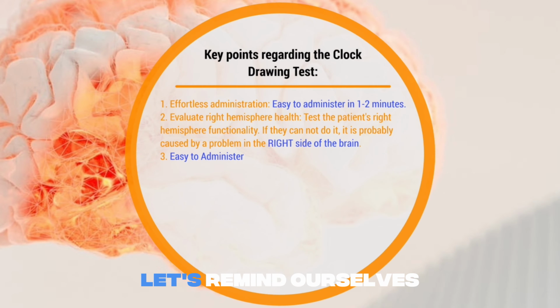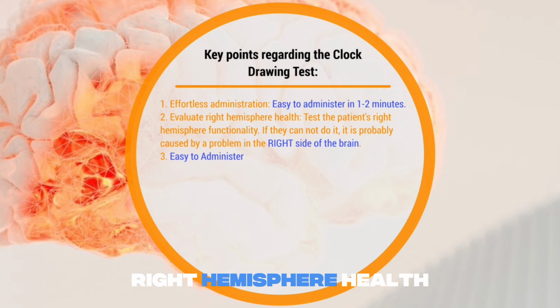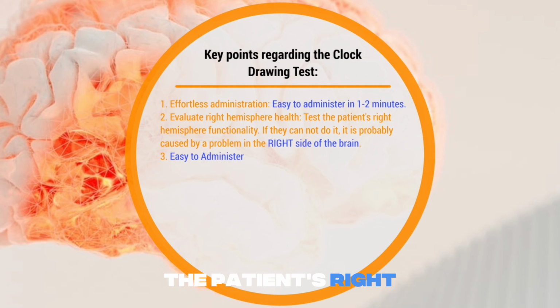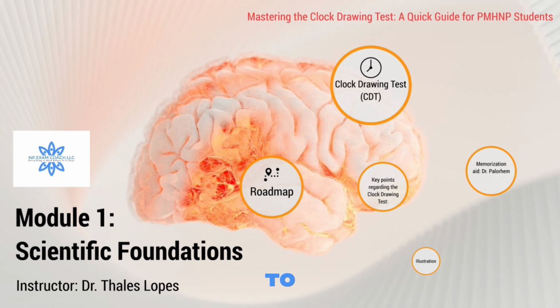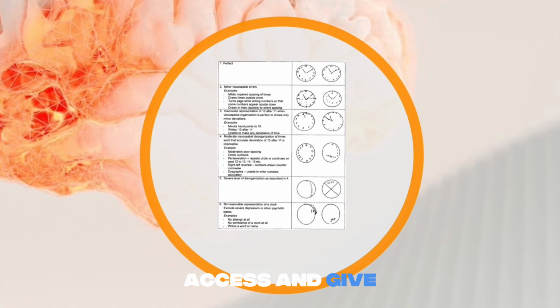Okay, once again, let's remind ourselves of the key points about the clock drawing test. It is easy to administer, 2 minutes. It evaluates the right hemisphere's health, and tests the patient's right hemisphere functioning. If they cannot do it, it is probably caused by a problem in the right side of the brain. And once again, it is easy to assess and give this test.